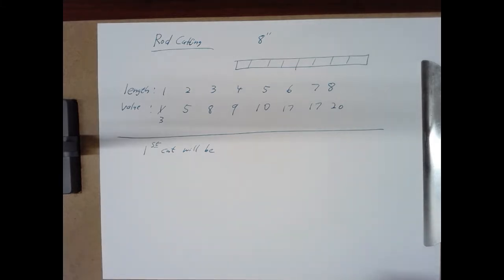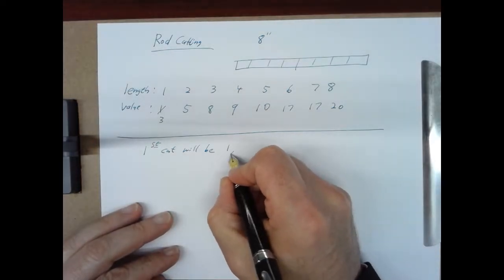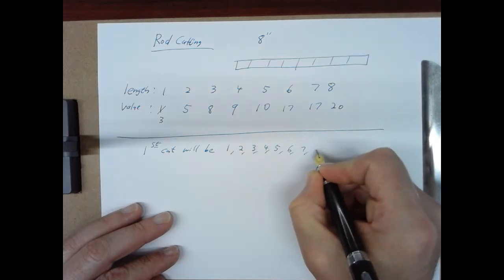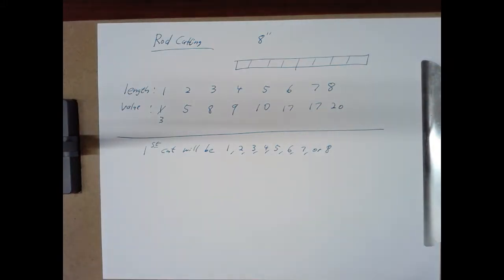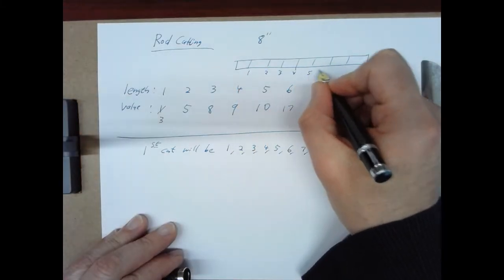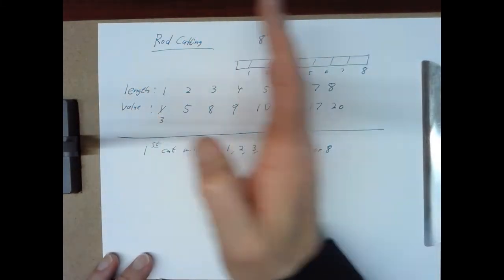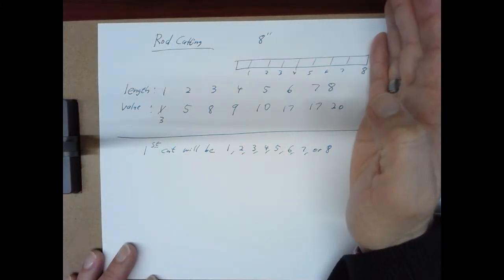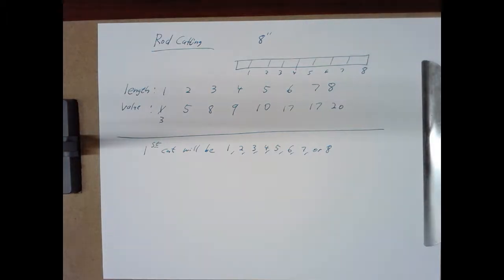So it could be at the 1 inch mark, or the 2 inch mark, or the 3 inch mark, 4, 5, 6, 7, or the 8 inch mark, which means we're not cutting it at all, right? So I'm thinking of this as number of inches from the left side. And our first cut's going to be somewhere in here, right? If we're not going to cut the rod at all, then we're going to pretend our first cut is at the 8 inch mark, which means we're not taking anything off the rod. So there's 8 possibilities for our first cut.